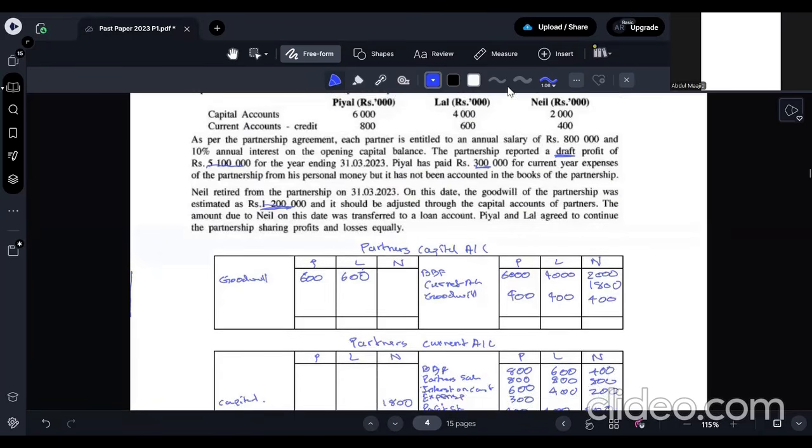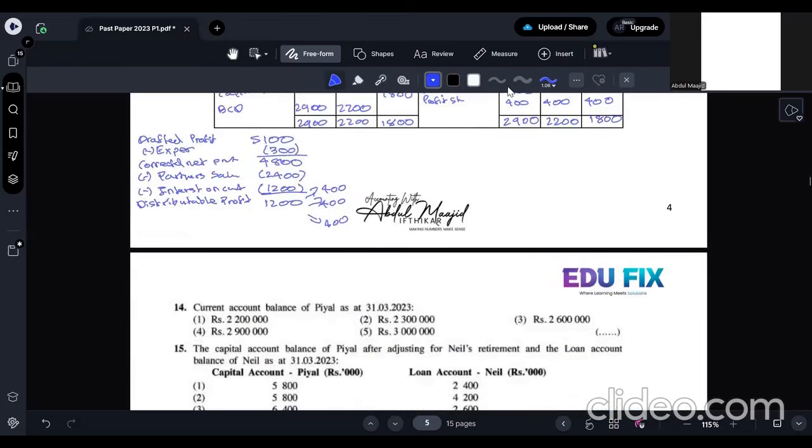Now you can balance it off and transfer Neil's amount to a loan account. And for PL and Lal, you can find a closing balance. So 6,400, 4,400 and 4,200. Neil's loan account balance will be 4,200. Then PL's closing balance will be 6,400 minus 600, 5,800. And Lal 4,400 minus 600, 3,800. So then now you can find the answers.